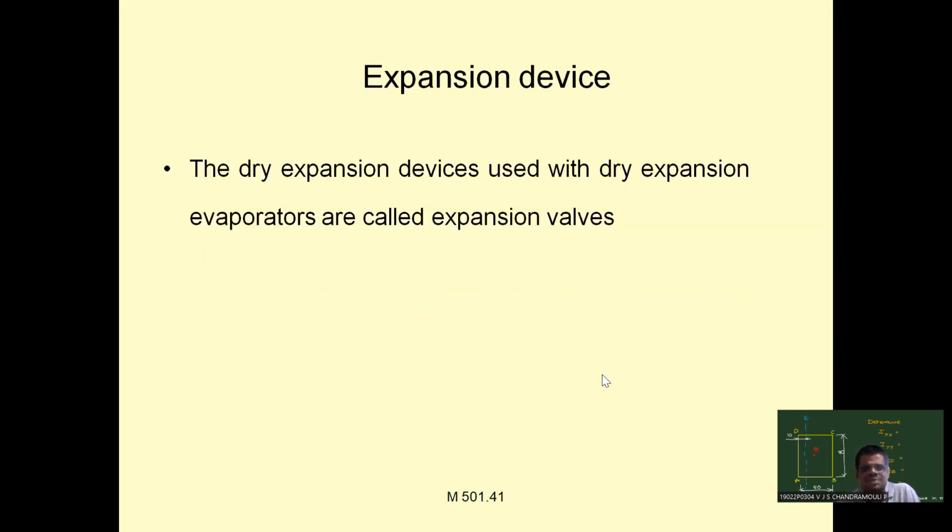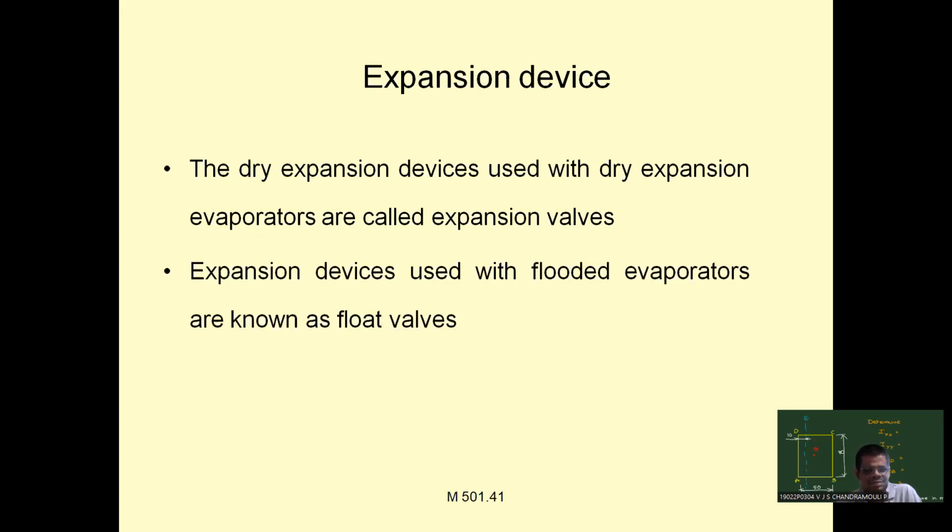And there are different types of expansion device, like dry expansion devices and flooded expansion devices. Especially these dry expansion devices are used with the dry expansion evaporators, which we discussed in the last class. And other expansion devices are used with the flooded type evaporators. The expansion devices which are used with the flooded type evaporators are known as float valves.